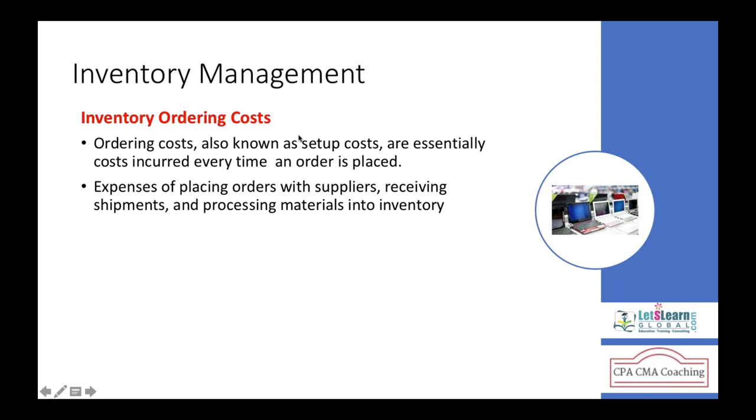The ordering cost is also known as setup cost. This is a cost we incur each time an order is placed with the supplier. The ordering cost includes the amount we spend to bring the material all the way from the supplier's place to our warehouse. Whatever expenses you spend to bring the material or goods from the supplier's place to our warehouse are called ordering cost. So the ordering cost will increase as you increase the number of orders. If the number of orders increases, the ordering cost will increase.